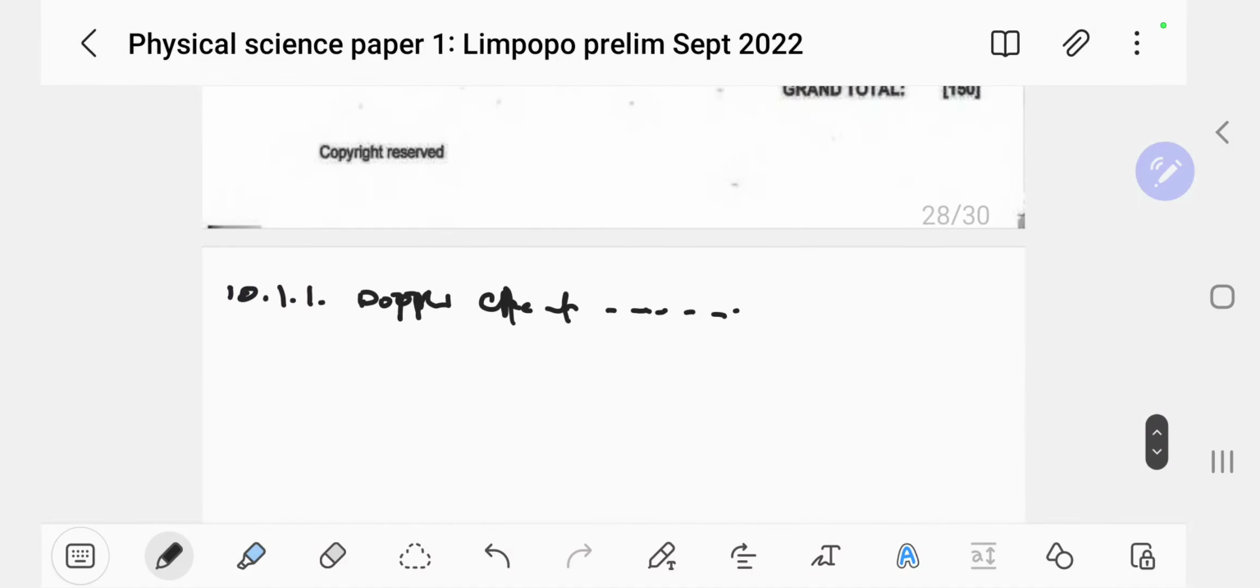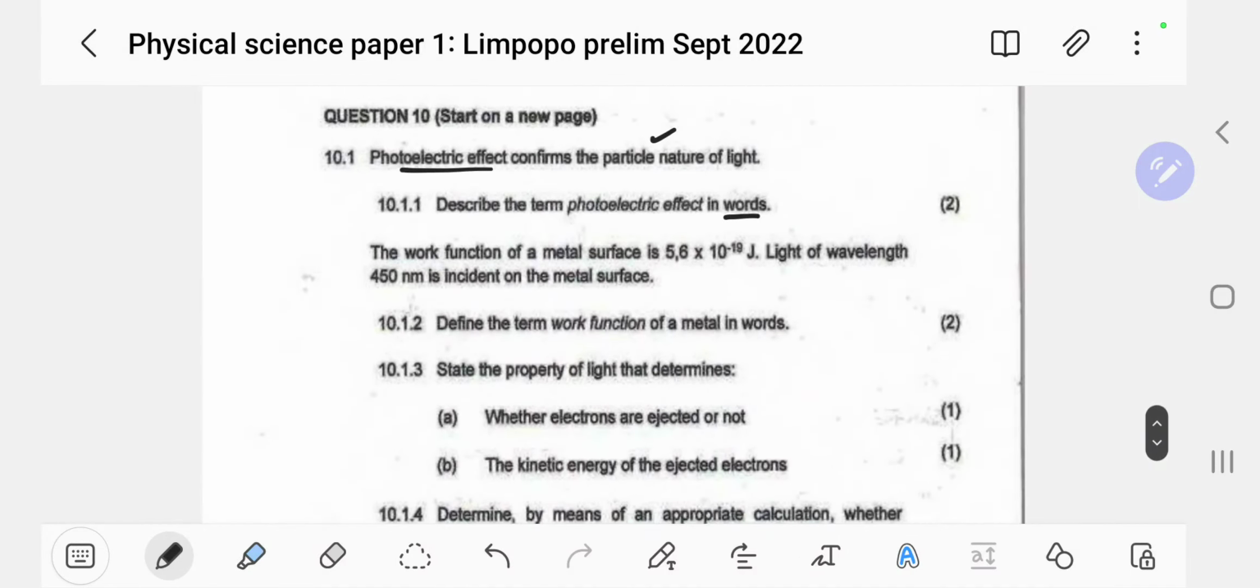So you make sure you say what you mean and mean what you say, okay? Now we're told here the work function of a metal surface is 5,6 times 10 to the minus 19 joules. Light of wavelength 450 nanometers is incident on the metal surface. Now the question says define the work function. I'm not going to go through that one. It is the minimum energy needed to emit electrons from a metal surface. Easy.